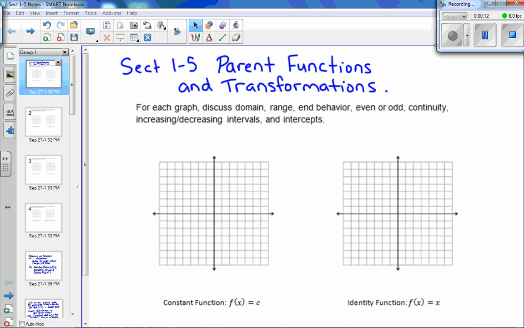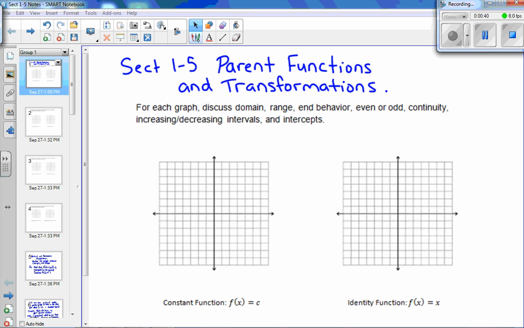For each of these graphs, you should have a handout of this paper I want you to fill out and bring to class with you tomorrow. And for each graph, you need to write down the domain, the range, the end behavior, whether or not the function is even or odd, continuity, whether it's continuous or if it has points of discontinuity, if it's increasing or decreasing on what intervals, and any intercepts, x and y intercepts. And I know that's a lot of information. I'm going to show you what I mean when we get to the parabola.